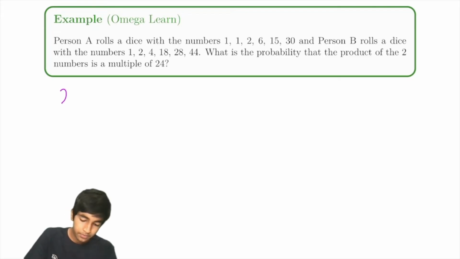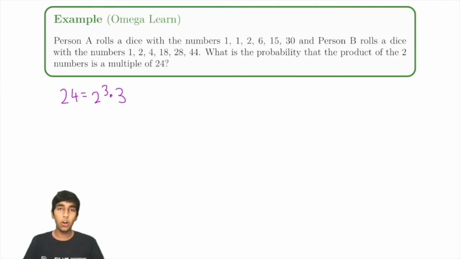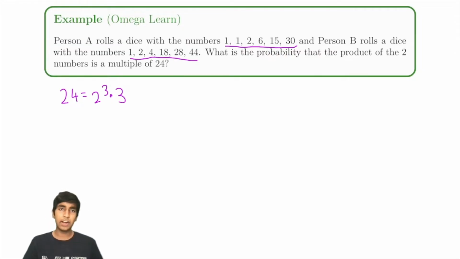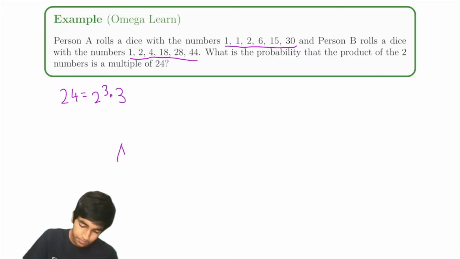24 equals 2 cubed times 3. So, for the numbers to have a product that's a multiple of 24, we must have 3 factors of 2. So the product of these two dice must have 3 factors of 2. Let's take a look at how many factors of 2 the numbers have.